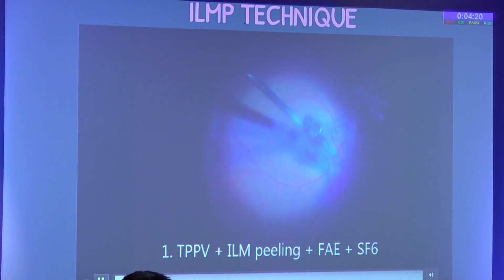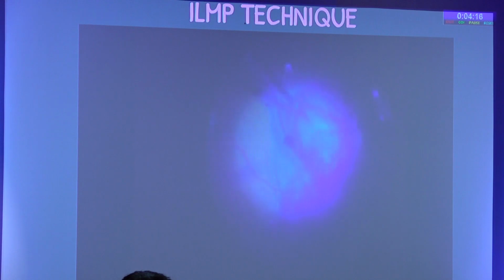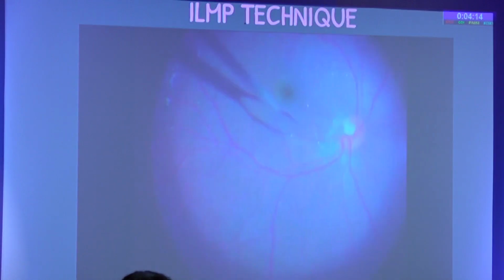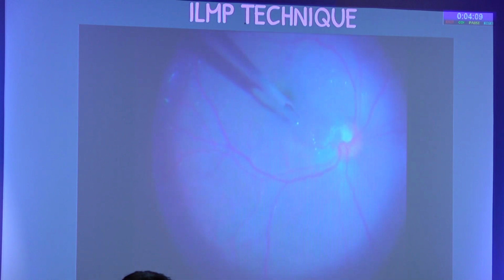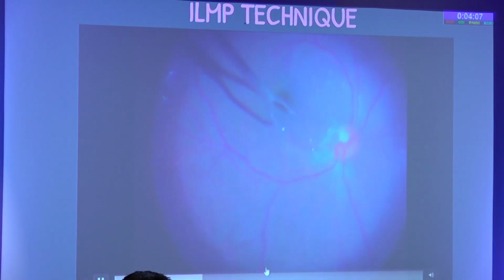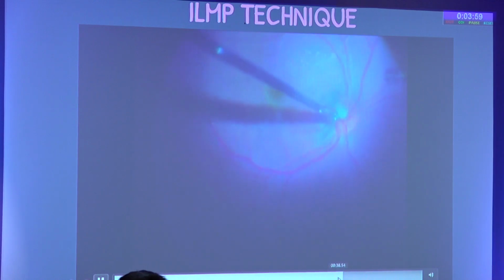After pars plana vitrectomy and induction of the PVD, BBG dye is used to stain the ILM. After this, supero-nasal to the macula, an ILM flap is raised. A foveal sparing ILM flap is raised and then it is tucked into the optic disc pit. Careful fluid air exchange is done nasal to the disc, and after confirming that the ILM is in place, gas tamponade is placed.